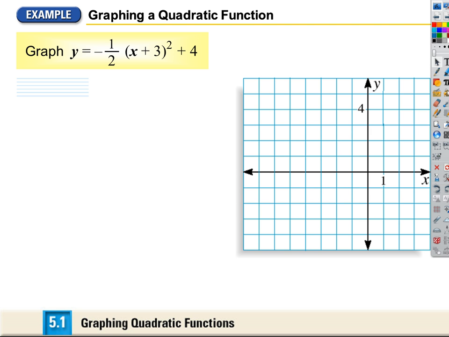Negative 1/2. So the parabola opens up or down? Down. Now here's where we've got to be a little bit careful, and the same trick that applied with the absolute value functions applies here. What's the value of h?